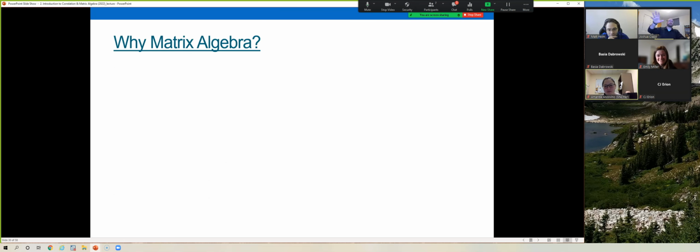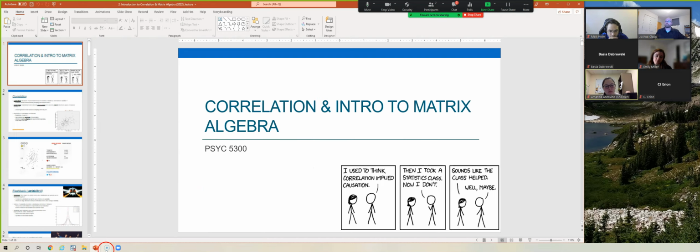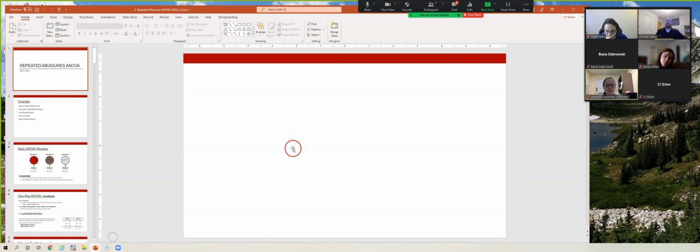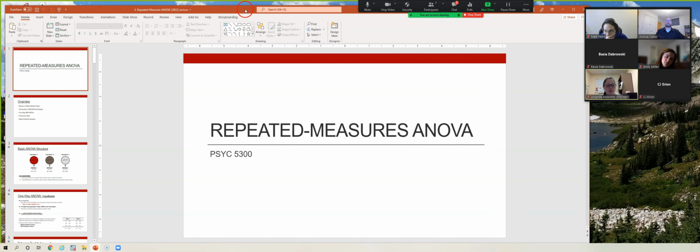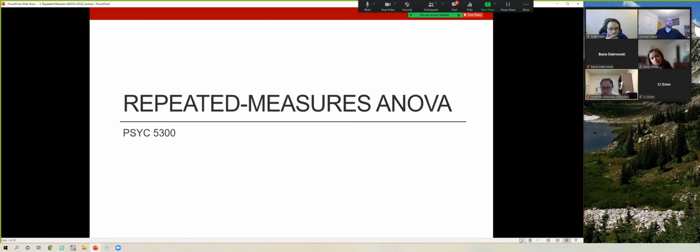The rest of it is sort of matrix algebra stuff that is cool for some reasons, but we won't spend time working through that. What I do want to do with the rest of our time is start to get a head start on some repeated measures ANOVA stuff. Okay.